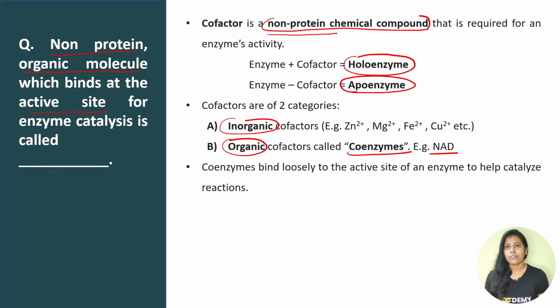Now here only, if you pause, you can see we have got the answer. The question was asking about some non-protein molecules which are organic in nature and which are binding at the active site of this enzyme. So this is what we have: molecules organic in nature, and they are non-protein as well. So coenzyme is actually a type of cofactor only, but you will not mention cofactor as the answer over here. The answer will be coenzyme because the question is specifically talking about the organic molecules.